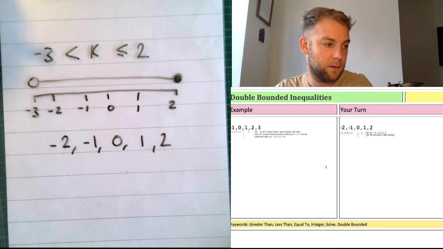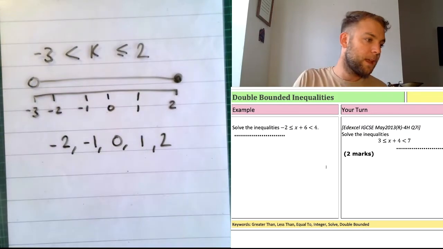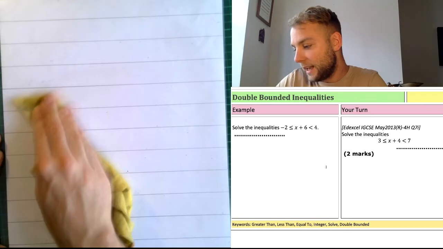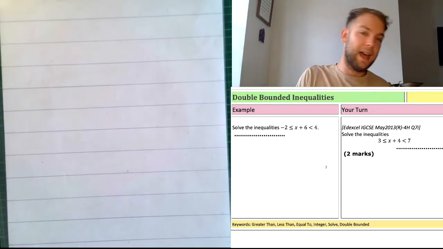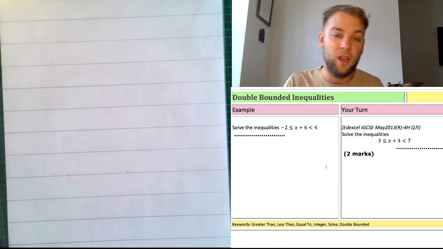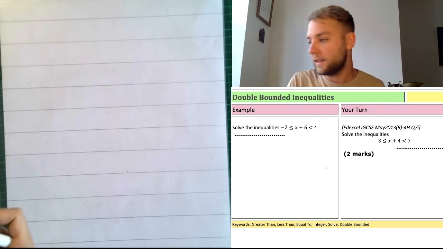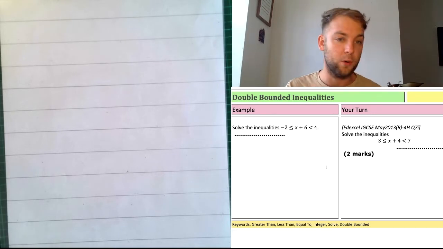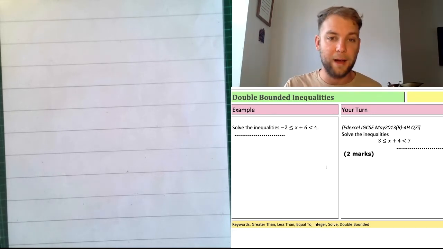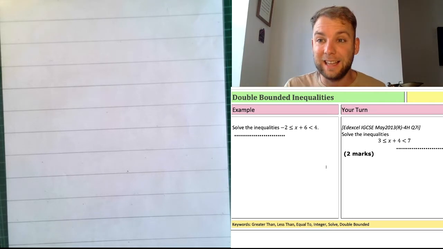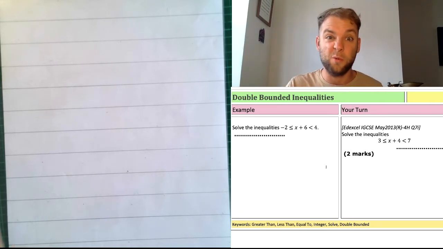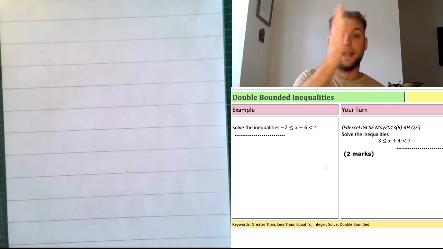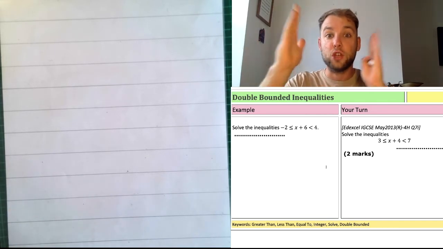Brilliant. Okay, so next we're going to have a look at solving double-bounded inequalities. Now, a lot of people get a bit scared of these, but it's just because they haven't seen them before, or people forget how to do it, but it is really simple. When you're solving double-bounded inequalities, it's almost exactly the same as solving normal inequalities, which is almost exactly the same as solving equations. The only difference is you're doing it to 3 sections instead of the 2 halves.